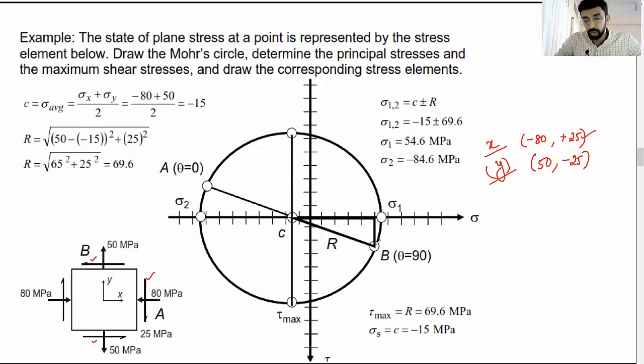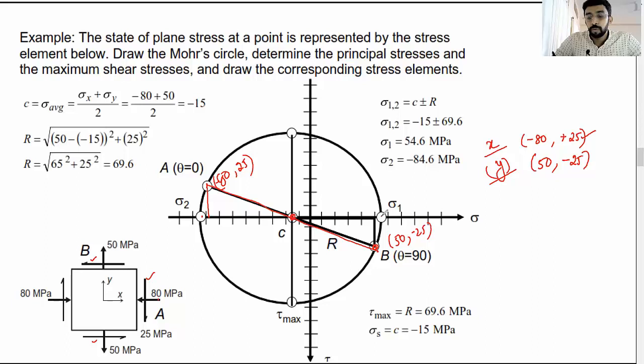Plotting these two values. This coordinate is going to be minus 80 and 25. This is going to be 50 and minus 25. I join these two points with a line. This is the center. Keeping this as a center, I complete a circle. It is a Mohr circle.